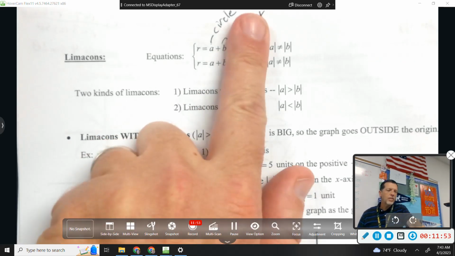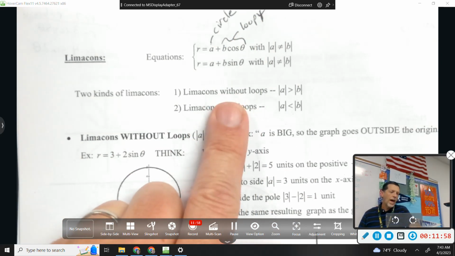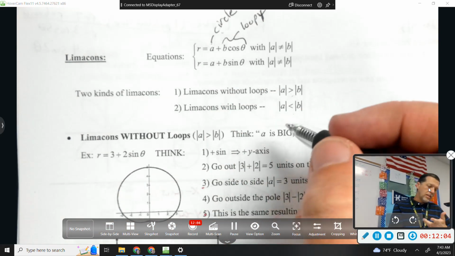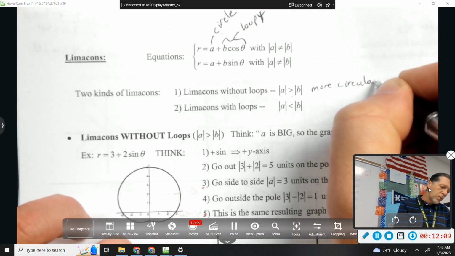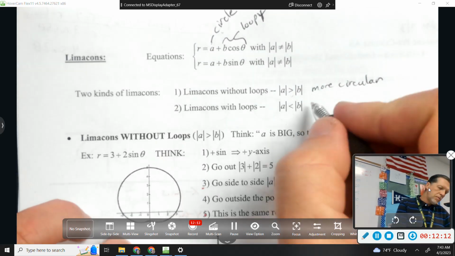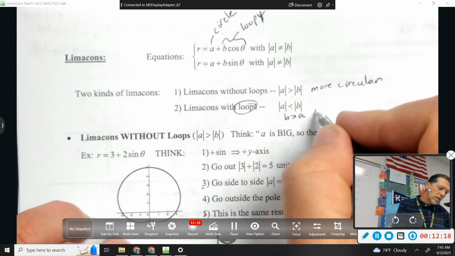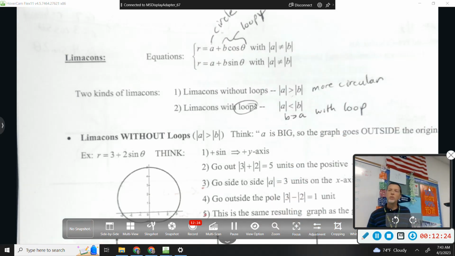And so if you could remember that, then these two kinds of Limacons take care of themselves. Limacons without loops, if A is bigger than B, so like if the circle part is bigger than the loopy part, then it's more circular, because A is bigger than B. If B is bigger than A, that's another way to phrase that, then it's got a loop. So the A and the B control whether there's a loop or not. And if A is equal to B, well then it's a cardioid, and it's like, well, neither one. That's the special case.